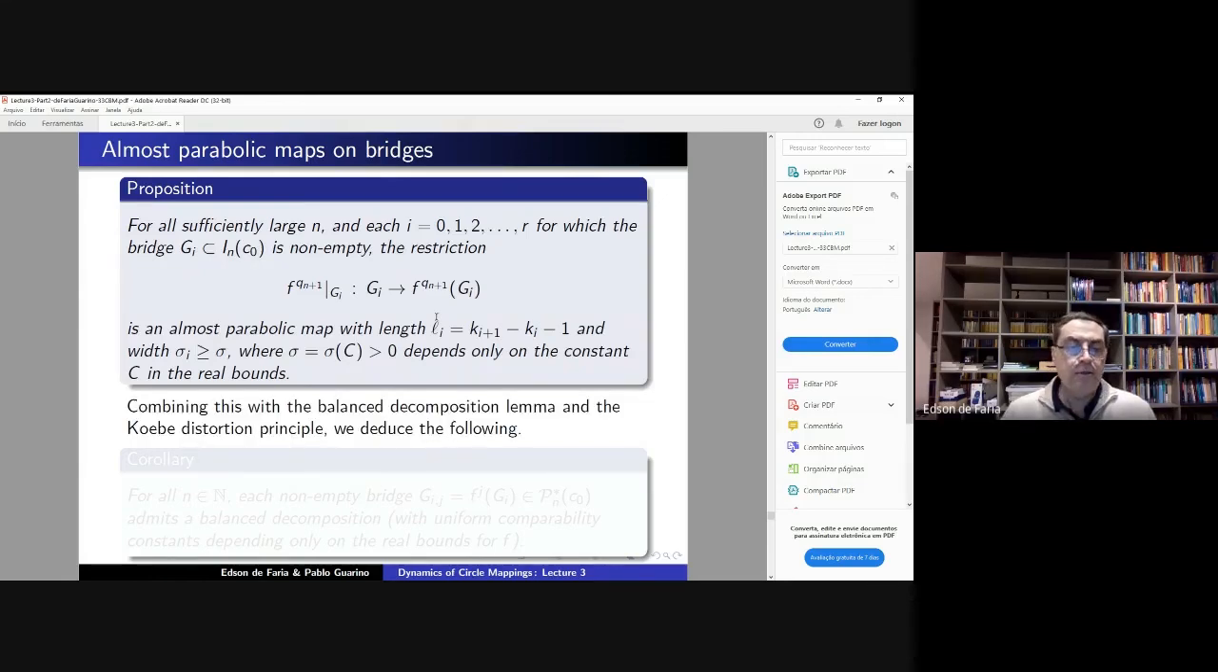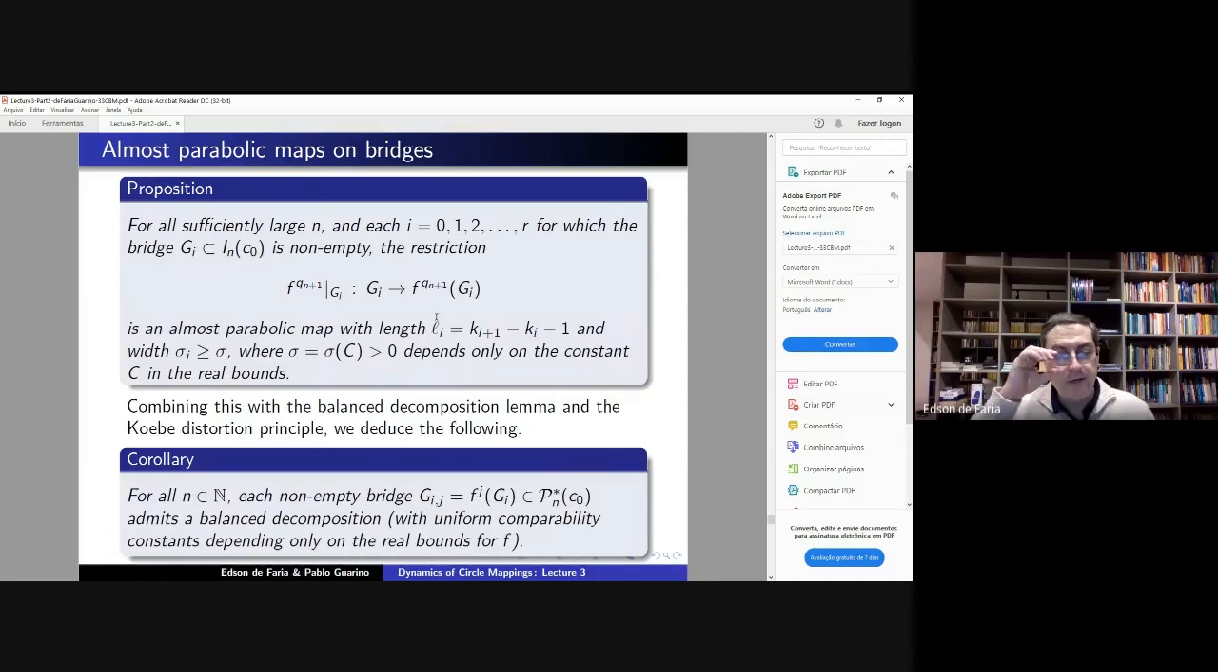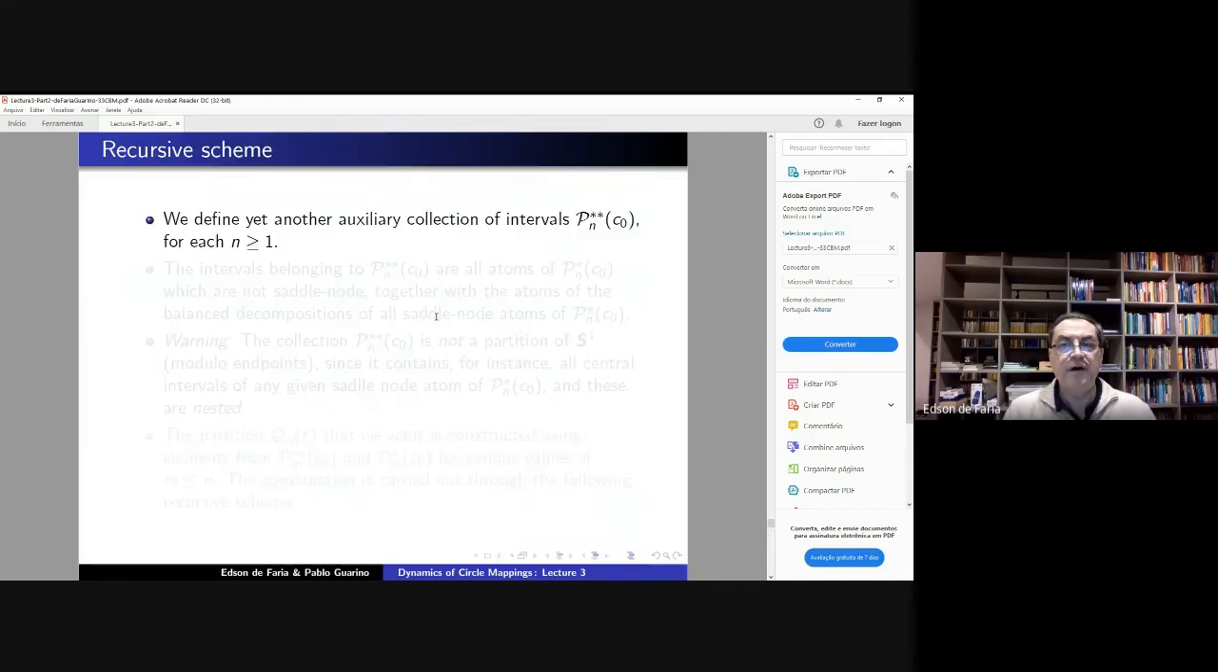So if you combine that, you get this corollary that if you now map these bridges forward, you call the images also bridges. These are now secondary bridges. All of these bridges admit a balanced decomposition because of the lemma that I stated before. So now you define an auxiliary collection of intervals, which I'm going to denote P sub n double star, okay?